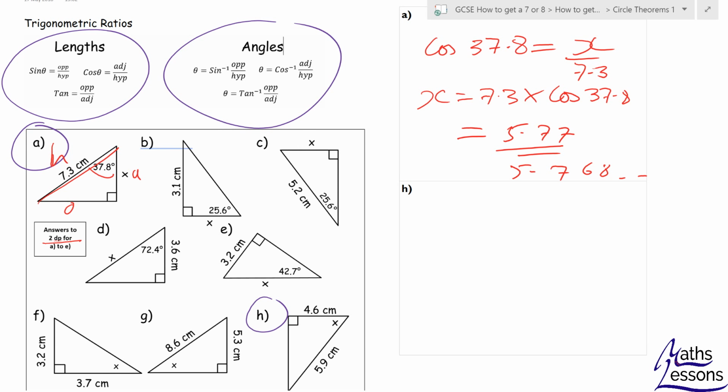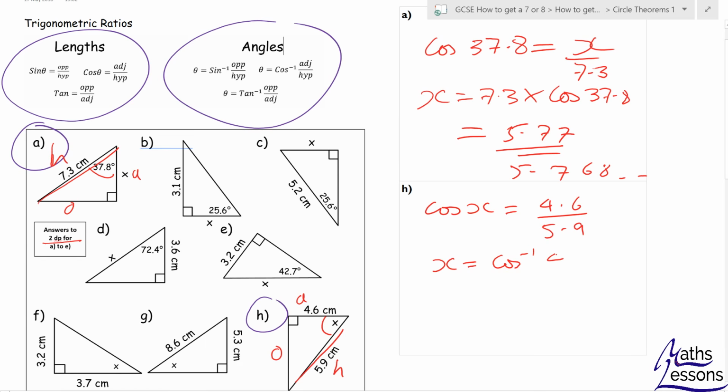Okay, so you had enough time to do that really. So we label our triangle: hypotenuse, there's our angle, there's our opposite, there's our adjacent. So we got cos again. So we got cos x will equal 4.6 over 5.9. So x will equal inverse cos of 4.6 over 5.9.